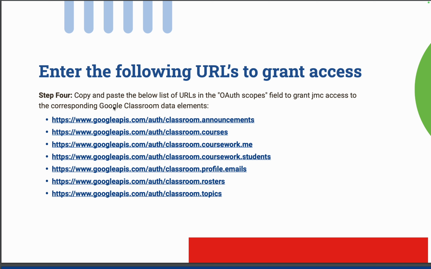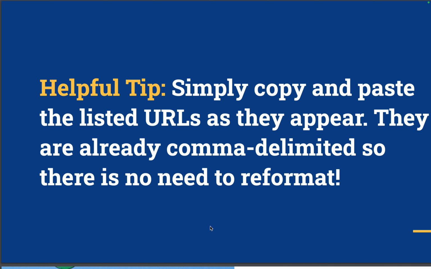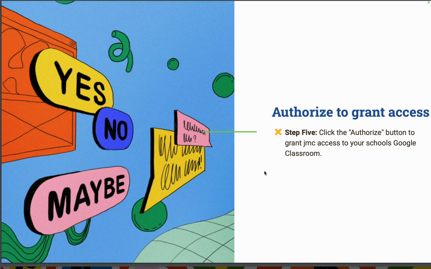We provide these to you here and then also in your article, but we will want you, step 4, to copy and paste this list of URLs in the OAuth scopes field to grant JMC access to the corresponding Google Classroom data elements. So again, you will find places in the Google Classroom setup in Google to copy and paste these URLs, and you just do them exactly as they're written. Simply copy and paste the URLs as they appear. They've already been comma delimited so that there is no need to reformat or anything. They're ready to go. And then step 5, you will see an authorize button, and you will click that to grant access so JMC can talk to Google Classroom.